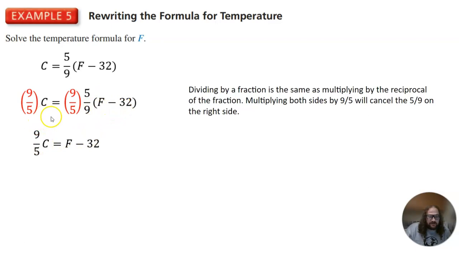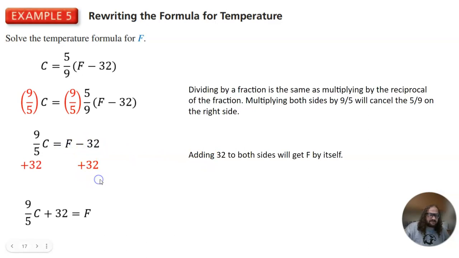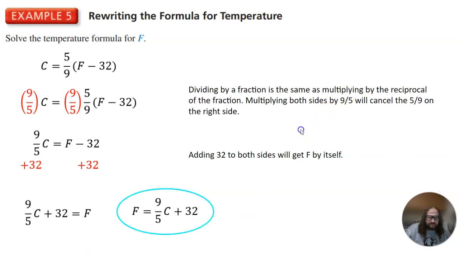So the resulting equation we get there, the 9/5 times 5/9 basically cancels out because they multiply to 1. And so we get 9 over 5 C equals F minus 32. Then to get F by itself, the last thing we need to do is add 32 to both sides. So we've got 9/5 C plus 32 equals F. So solving the temperature formula for F, we get Fahrenheit equals 9/5 times Celsius plus 32.